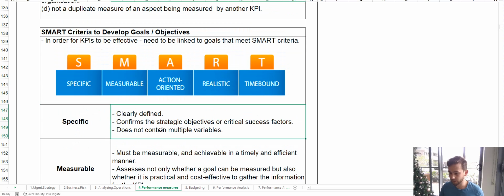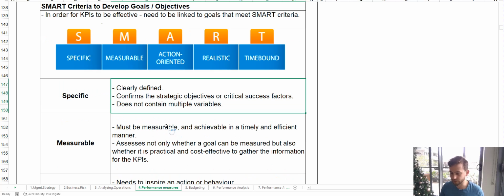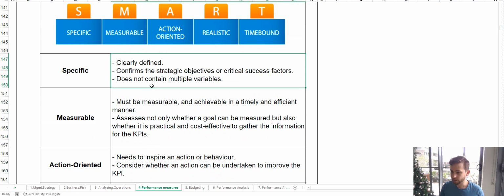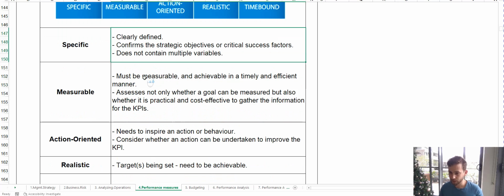So specific means clearly defined. It means you're not saying something generic and iffy, and you need to be very precise in your wording. You need to confirm the strategic objectives or critical success factors, and it doesn't have multiple variables. It's just one thing, right? You don't say, achieve billing hours and achieve this and achieve that. You're saying one thing. Next is measurable.